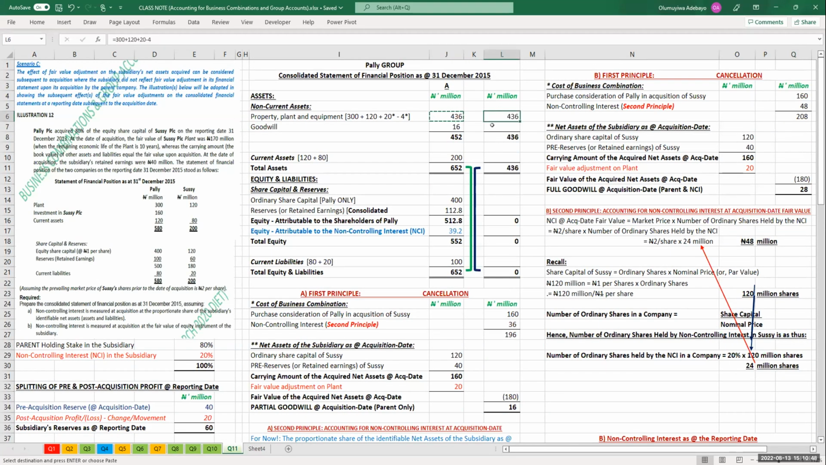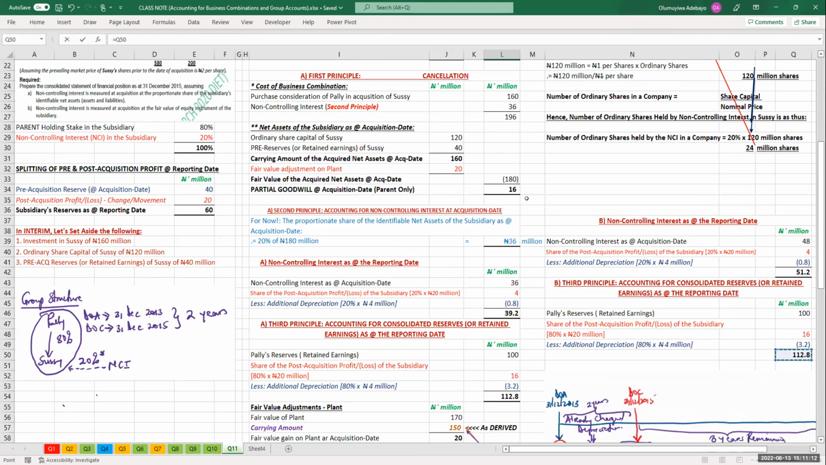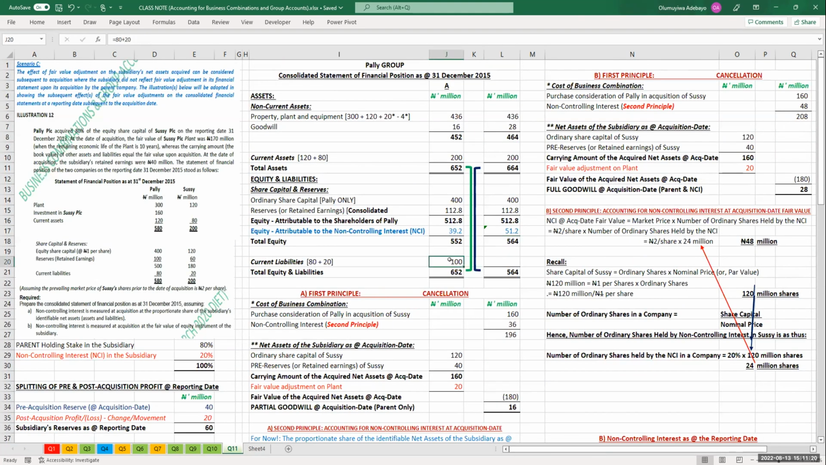Therefore, I can take this back. Goodwill, 28. This still remains the same. This remains the same. And luckily for us, this still remains the same. Now our NCI is slightly different at 51.2, and this remains the same. Okay, which means we've seen the effect of the fair value adjustment we made at acquisition, how it impacts our post-acquisition profits with respect to the depreciation adjustment.